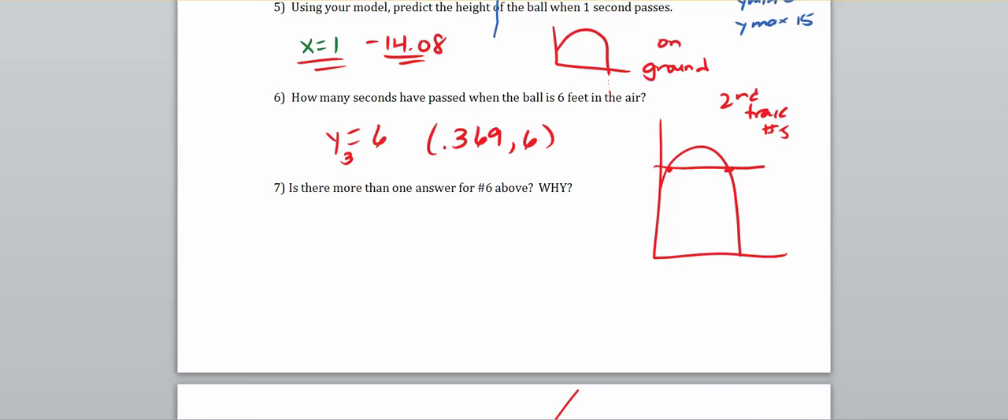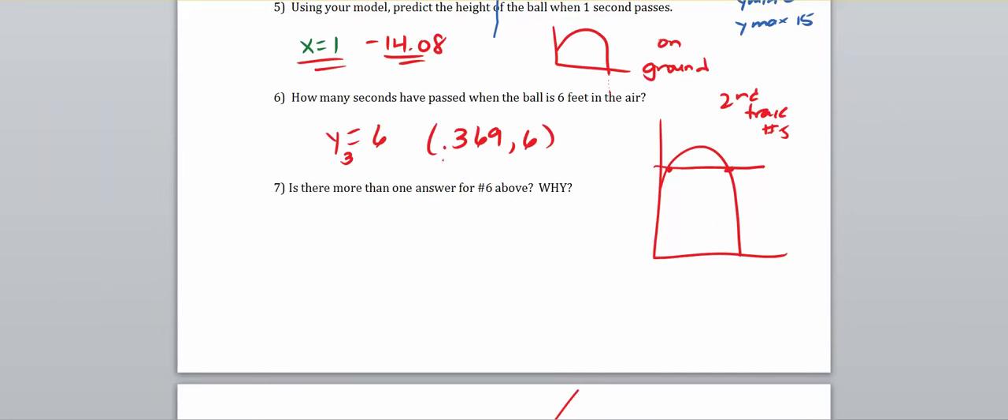But I also have another point that if I do second trace intersect and I go to the other point, I'm going to get an intersection of 0.116. Oops. So my other point would be 0.166, 6. And the reason why there's more than one answer is because you have a parabola. Whenever you have quadratics, we're going to have to be careful that sometimes when we have a y determination, we're going to have to find out the intersection of those 2 points.